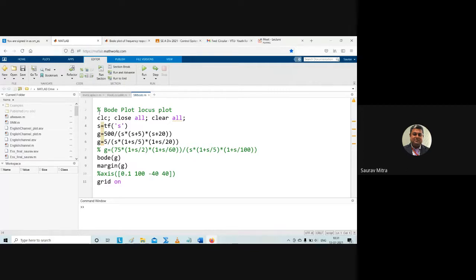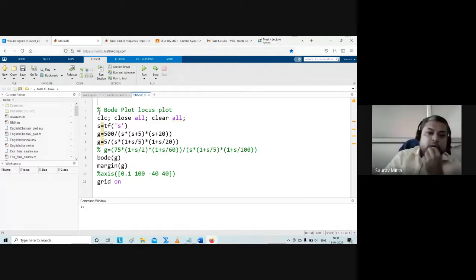Can anybody tell me? I'm starting with 0.1. I am falling with a slope of minus 20 dB per decade. That fall will go up to which frequency? Should I stop at 1 or should I continue falling? The question is asked, anybody please answer. Where will be the first break? Any answer, Kiran, Amruta?